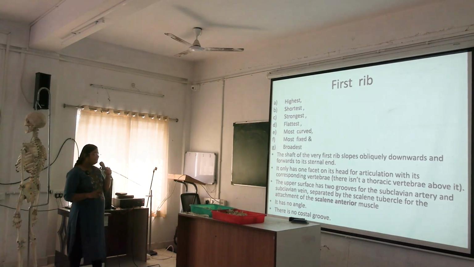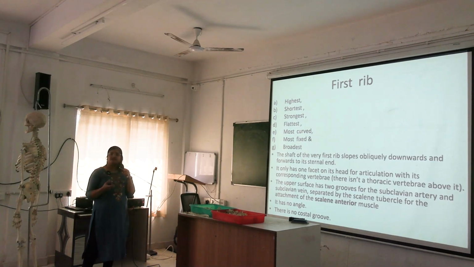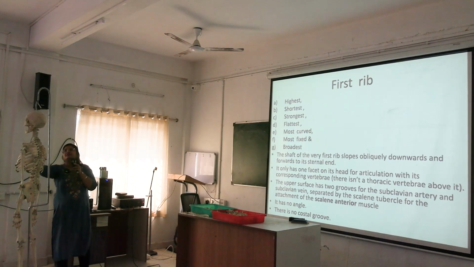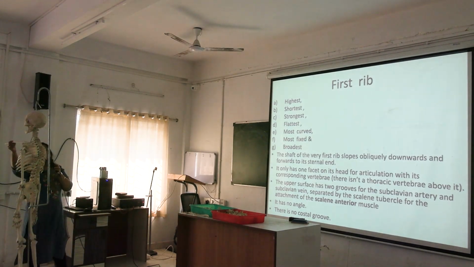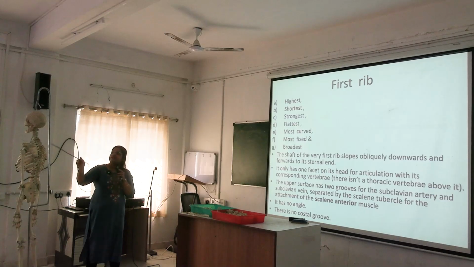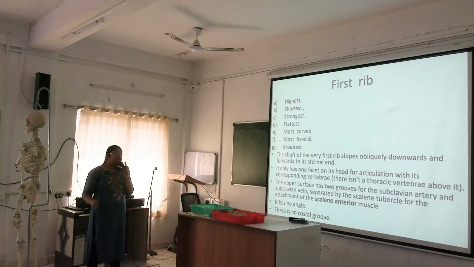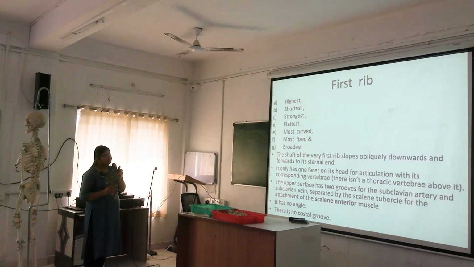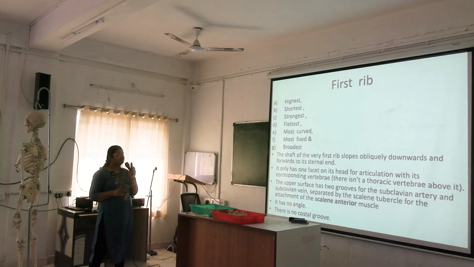The shaft of the very first rib slopes obliquely downward and forward to its sternal end. See here, this one is the first rib. It is sloping downward and forward towards its sternal end, and it only has one facet on its head. Here it is articulating with the vertebra. It only has one facet on its head for articulation with its corresponding vertebra.